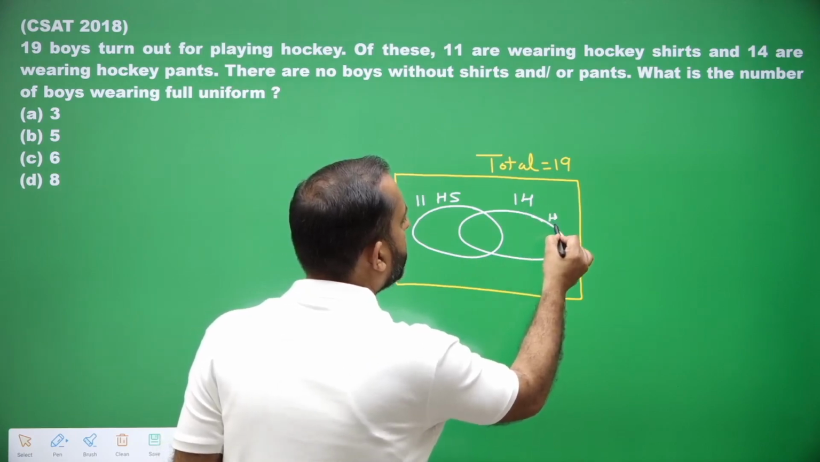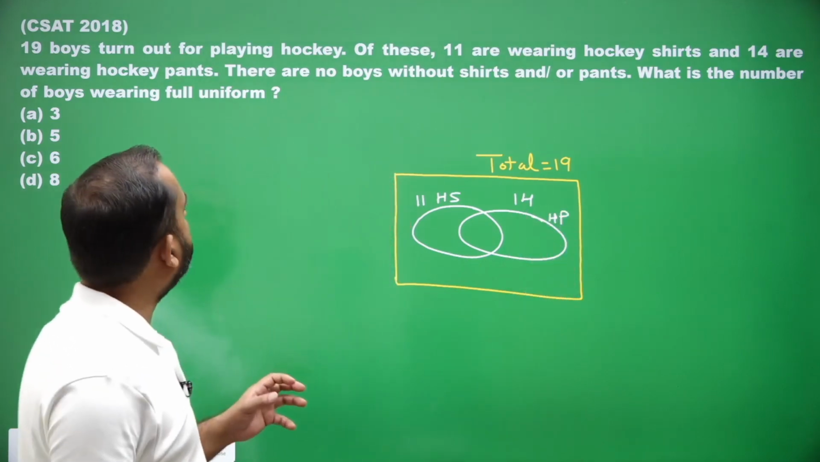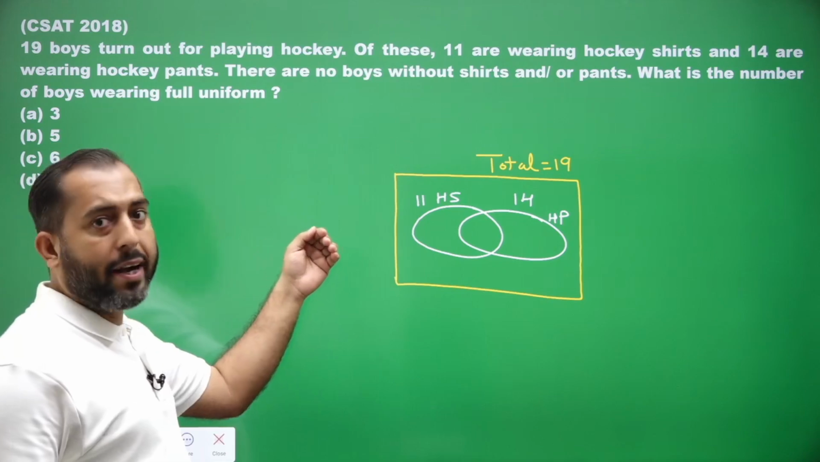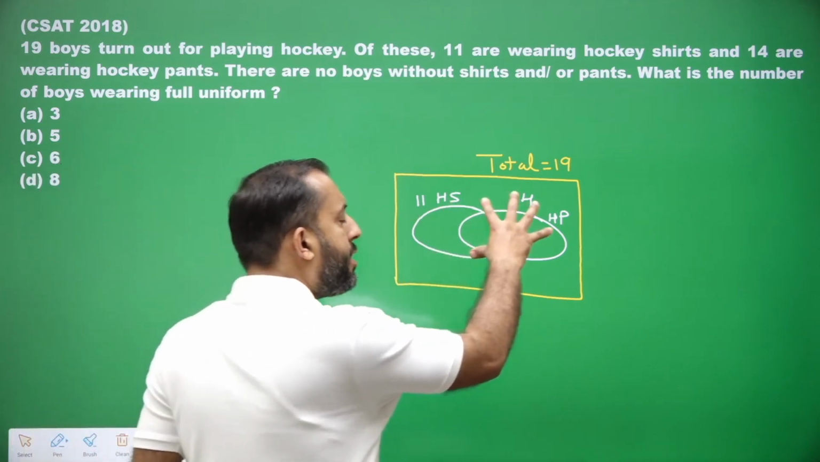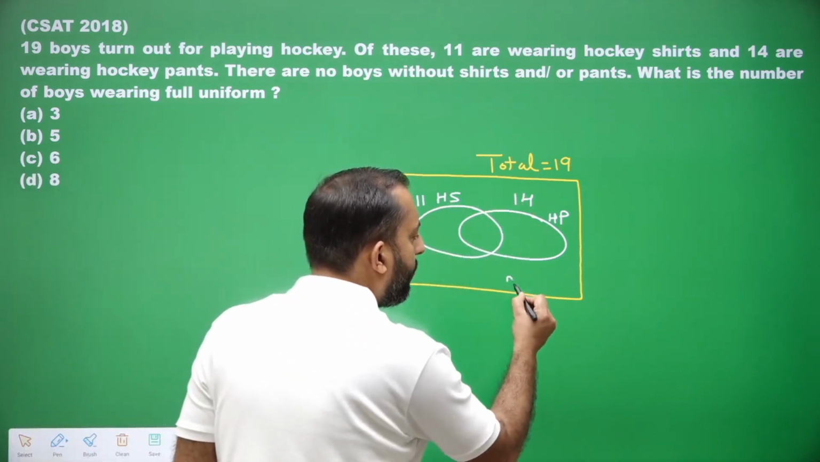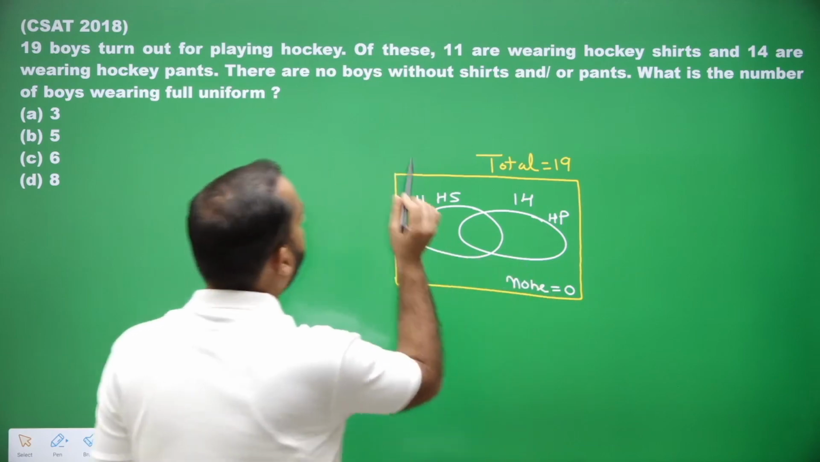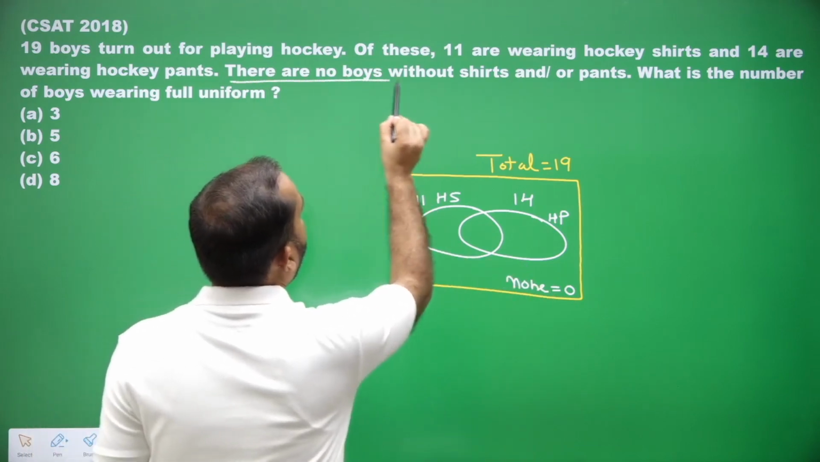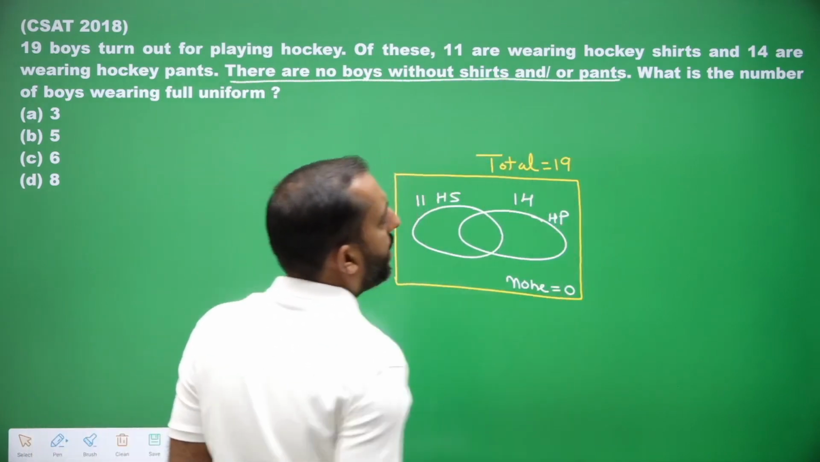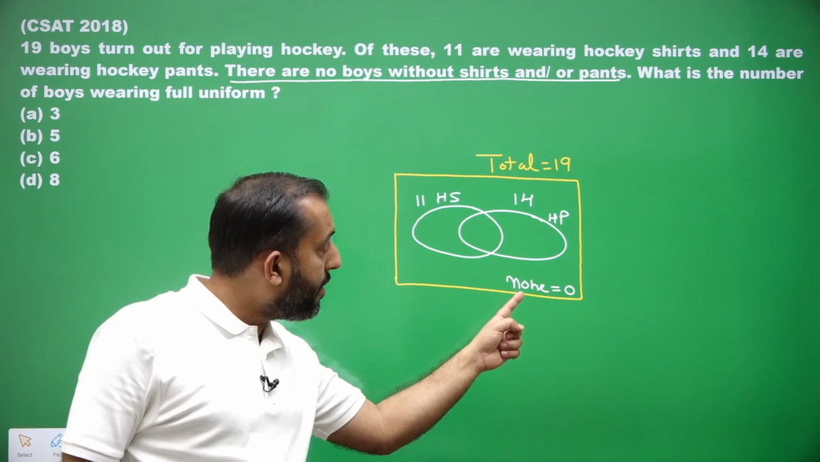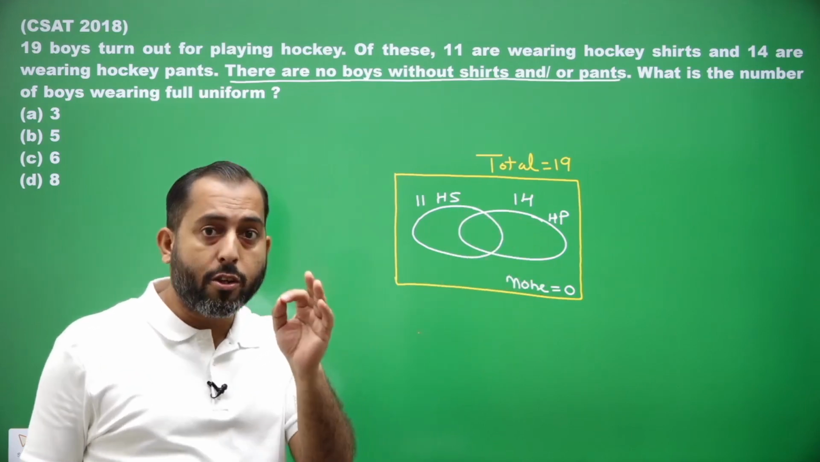HP stands for hockey pants. There are no boys without shirt or pant. So, outside these two circles, the value of none region for this particular question is 0. Why? There are no boys without shirt or pant. So, outside these two circles, the value of remaining region is 0.